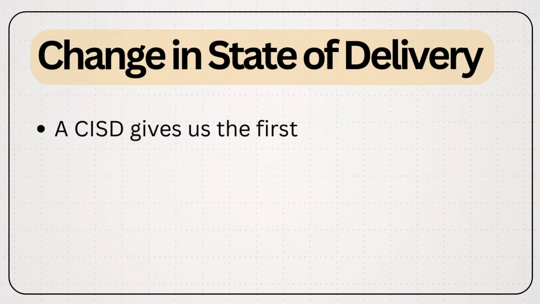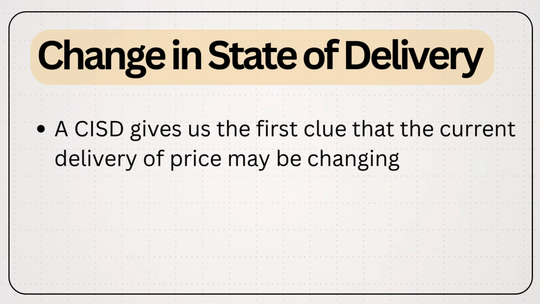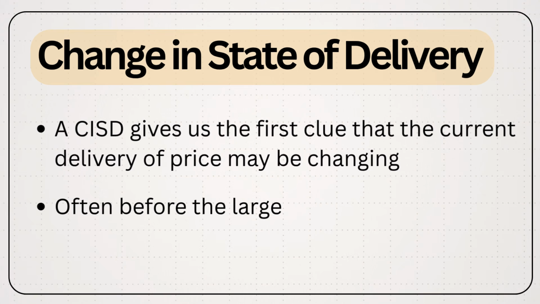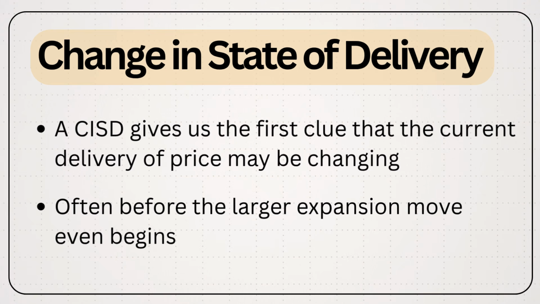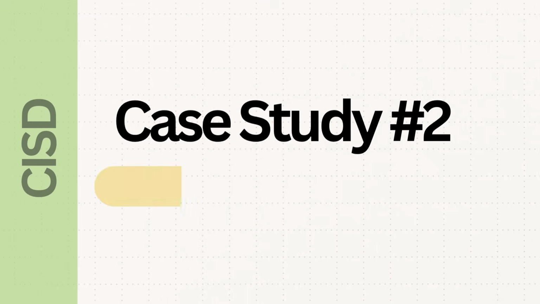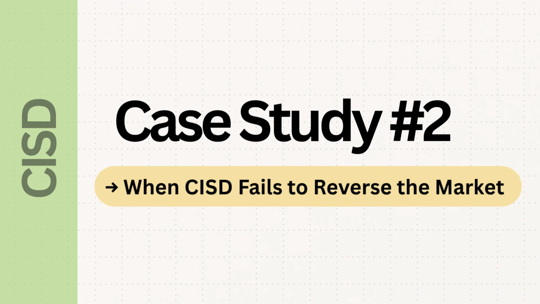It gives us the first clue that the current delivery of price may be changing, often before the larger expansion move even begins. But of course, not every CISD leads to a full reversal. Now let's look at an example where a valid bullish CISD does not lead to a sustained bullish reversal.